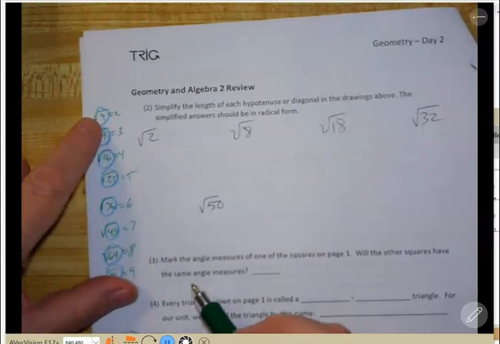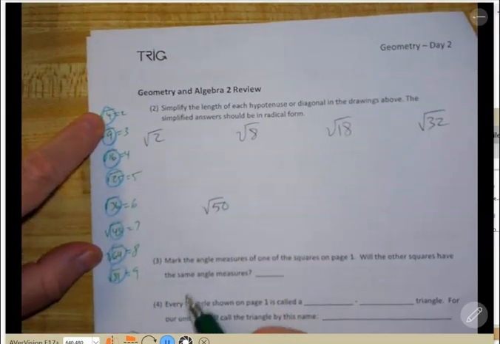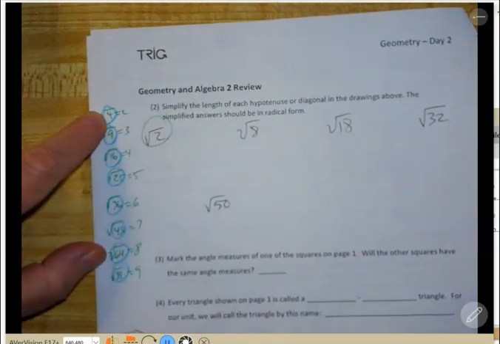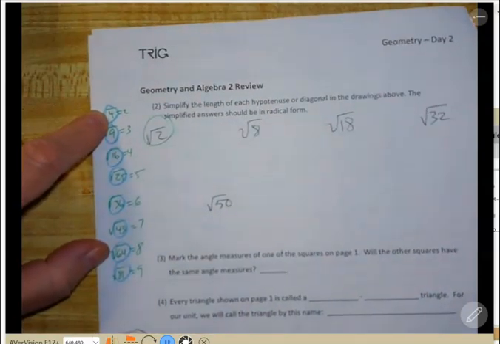So for the first one, since the smallest number that we can use is a 4, and this number is a 2, this is as simple as you can get it. You cannot simplify the square root of 2 any further.